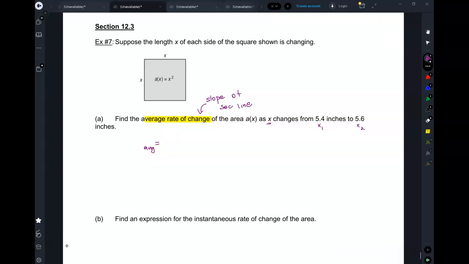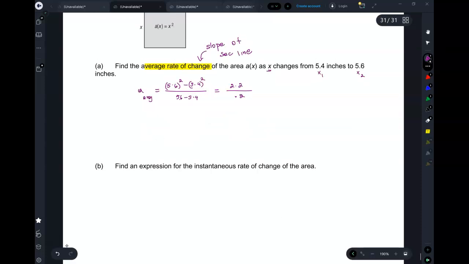What we want is the average rate of change of the area, right? So what is this going to be? What is the area when x is 5.6? It's 5.6 squared minus 5.4 squared, all over 5.6 minus 5.4. Okay, so this is 2.2 over 0.2. So this is going to be 11.